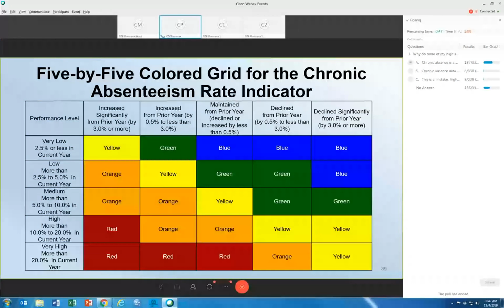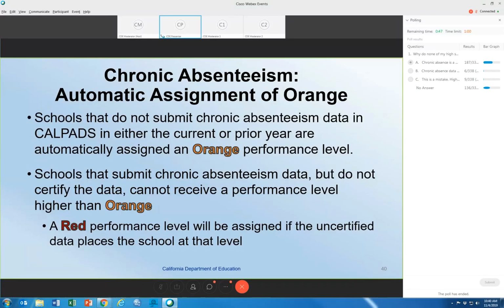Similar to suspension, chronic absenteeism does have the automatic assignment of orange. So schools, districts, and student groups that meet the qualifications to get a color but do not certify their data in the current or the prior year are automatically assigned an orange performance level.